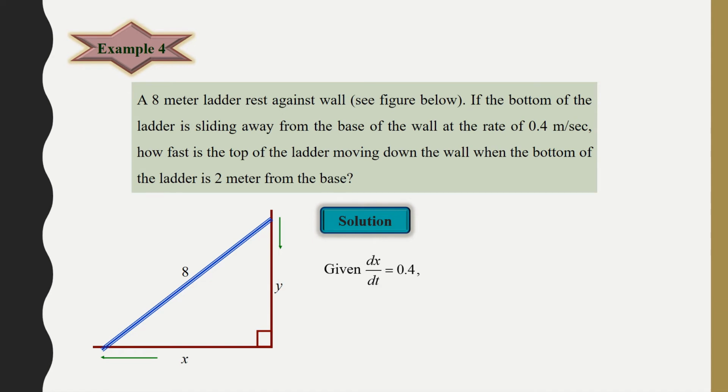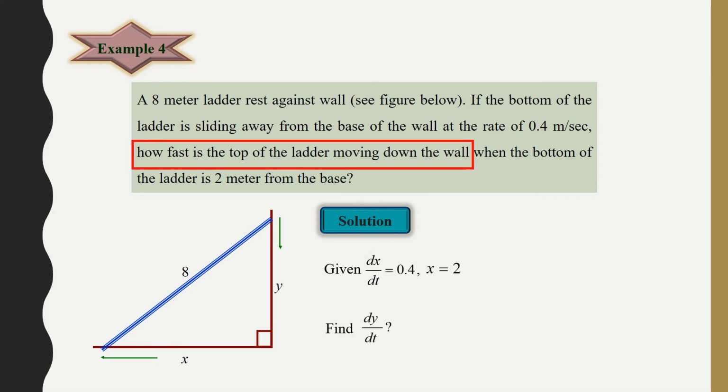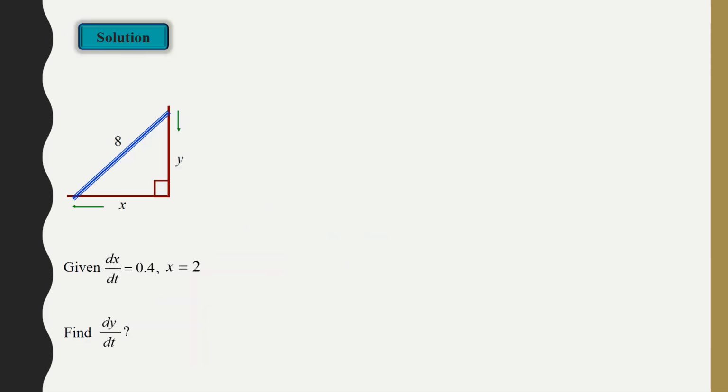Then we are going to find the bottom of the top. How far is the top of the ladder when the bottom of the ladder is 2 meters from the base? So x equals 2 when we are going to find dy over dt. Okay, for the solution of example 4, we have the information dx/dt equals 0.4. We are going to find dy/dt when x equals 2.